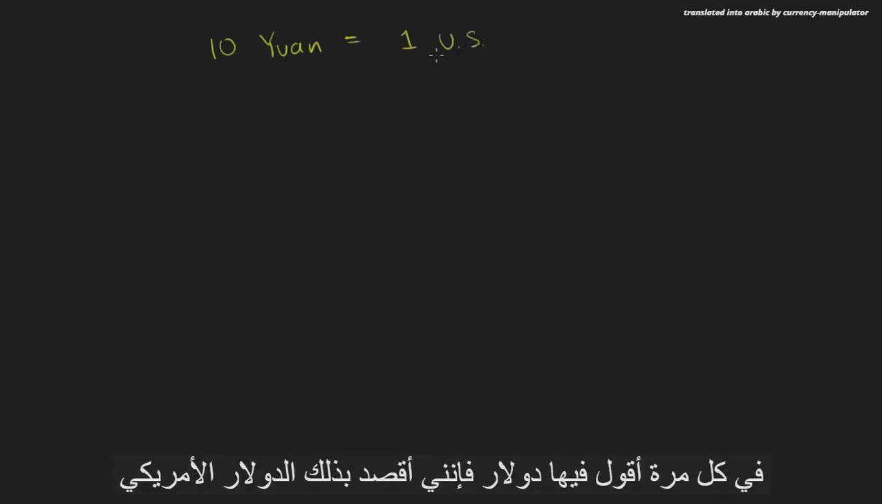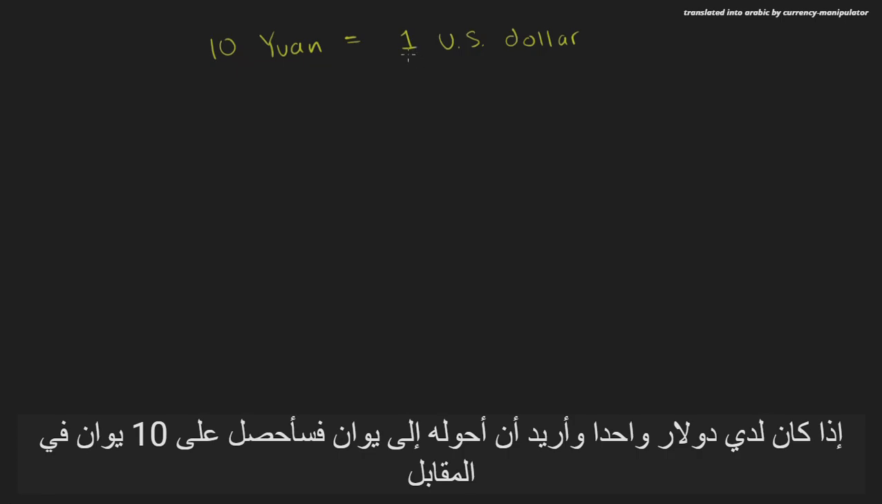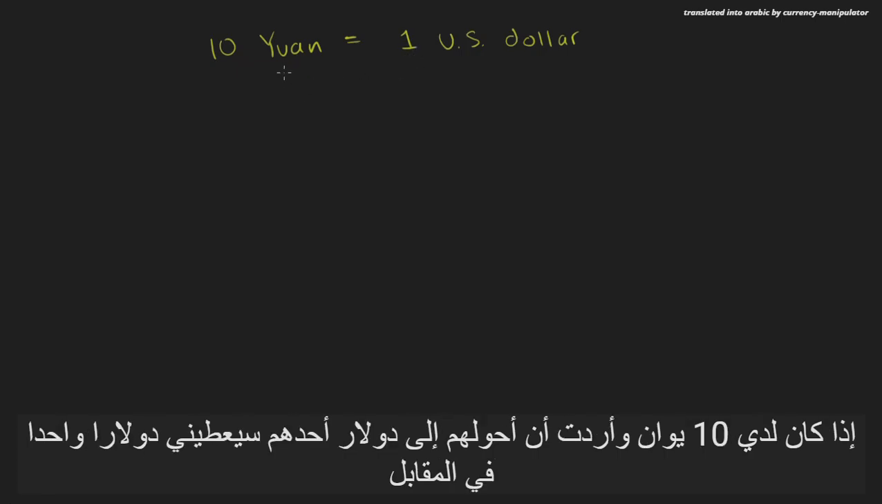10 yuan is equal to one US dollar. And every time I say dollar in this video, I'm referring to the US dollar. I think this makes sense to a lot of people. If I have $1 and want to convert it to yuan, I get 10 of them. If I have 10 yuan and want to convert it to dollars, someone's going to give me $1 for it.